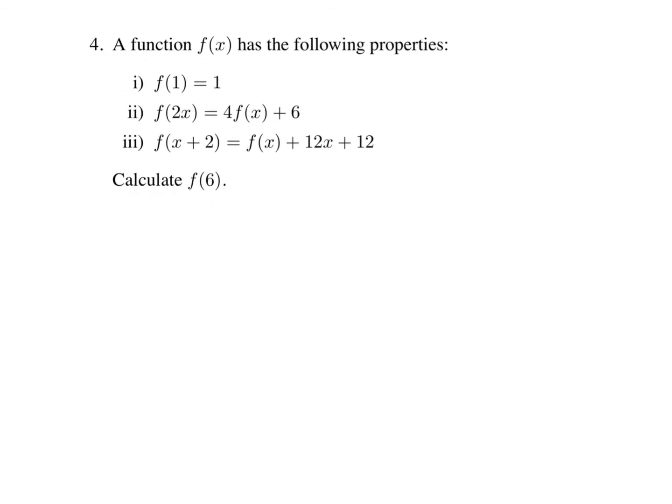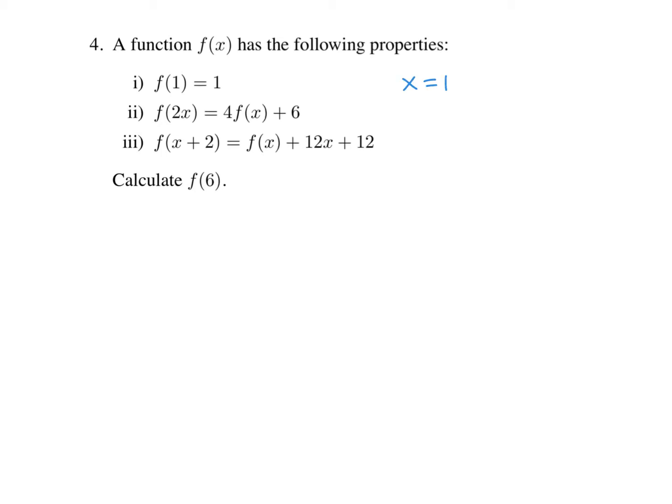A function f at x has the following properties. f at 1 is 1, f at 2x is 4 f at x plus 6, and f at x plus 2 is f at x plus 12x plus 12. Calculate f at 6. Well, let's start off with x equals 1.